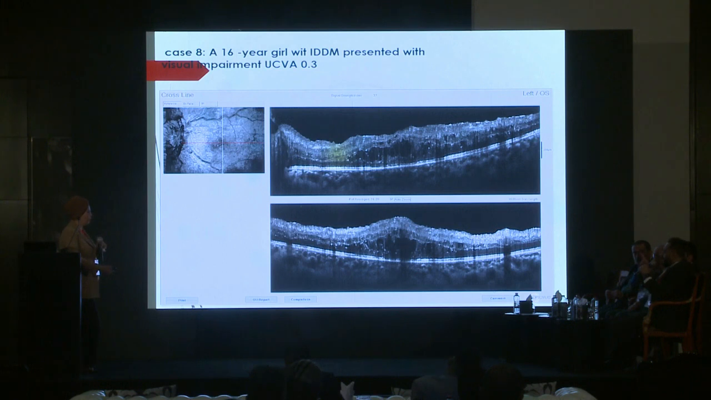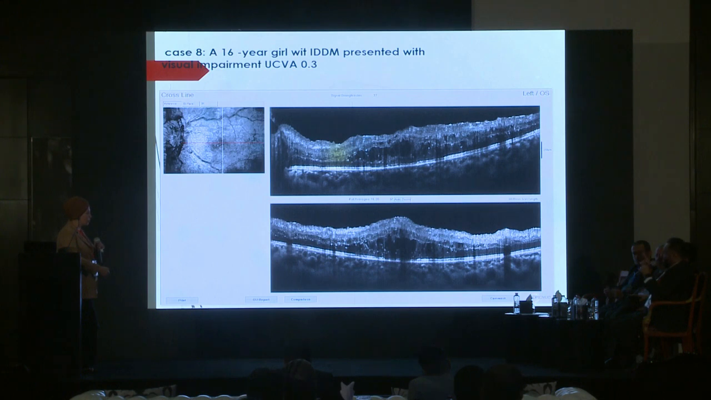Because this is a bomb. It will explode any time, and you cannot control that. It has a florid, aggressive NVD. And in this patient, the NVD covers more than 3/4 of the disc. So this patient has severe PDR.